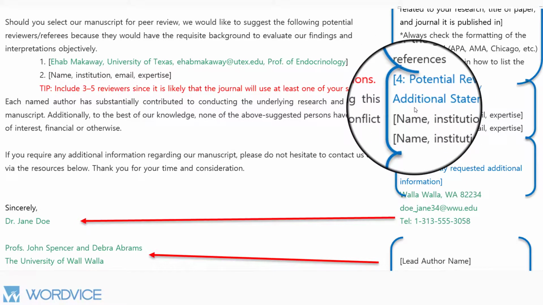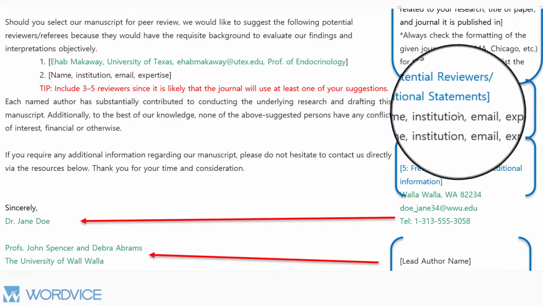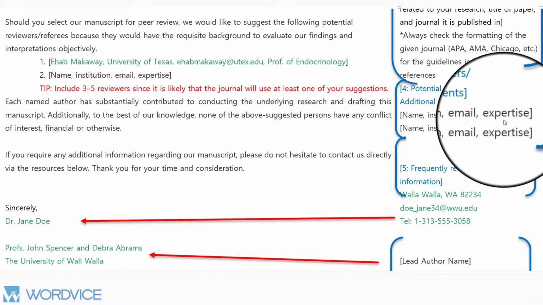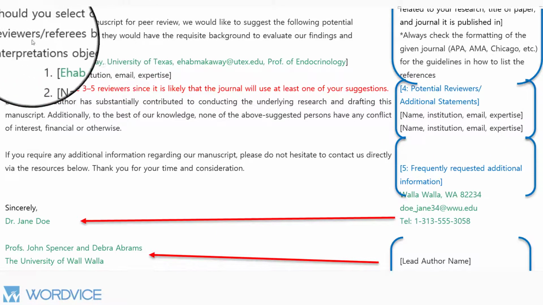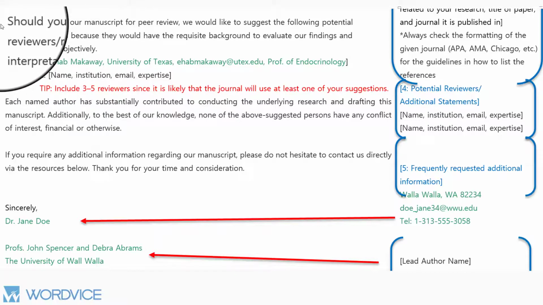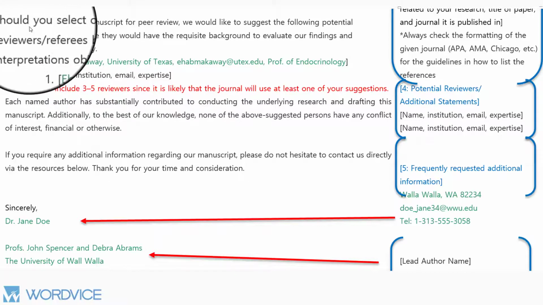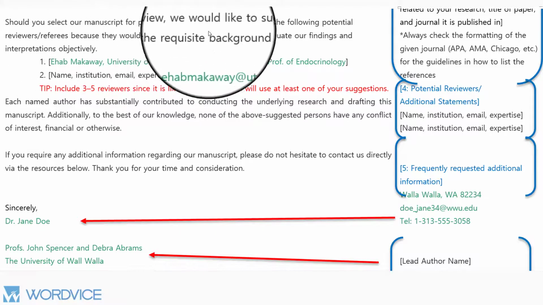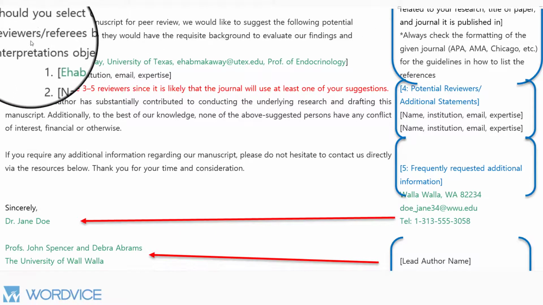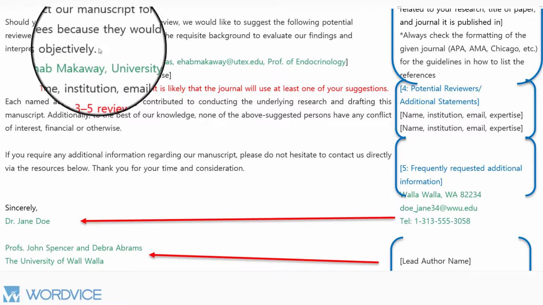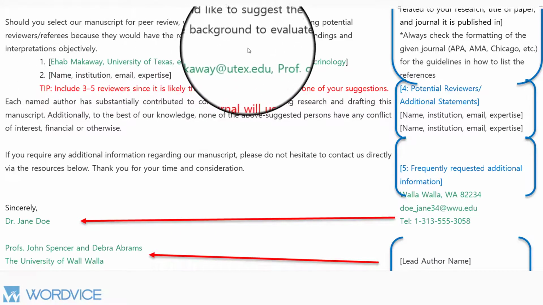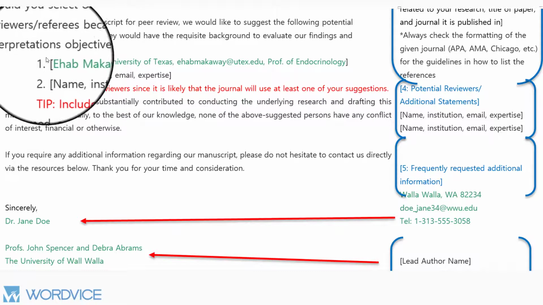This includes the reviewer's name, their institution, their email, and their expertise. So let's look at the template language. You can see this part here is all template, so you could essentially copy and paste this into your cover letter if you need. Should you select our manuscript for peer review, we would like to suggest the following potential reviewers, referees, because they would have the requisite background to evaluate our findings and interpretations objectively.